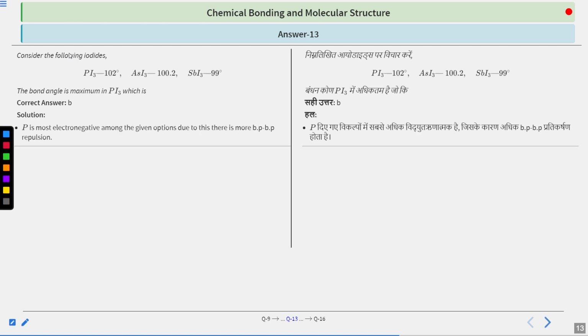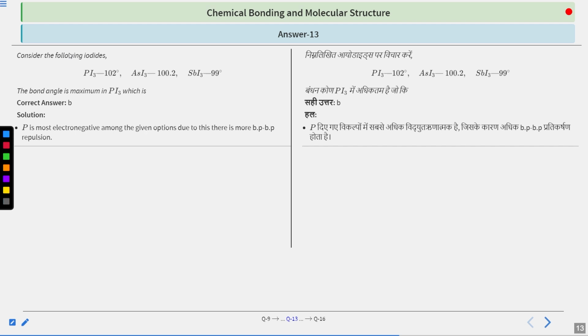Why is it correct? Because P is more electronegative among the given options. Due to this, there is more bond pair repulsion. So how do we explain this? It's very simple. If your central atom is more electronegative, it will attract the shared pair of electrons more towards itself. Now there is an accumulation of charge around the central atom, and to avoid that accumulation, because there is much more repulsion on accumulation, the bonds will move away from each other due to repulsion, and that will result in a larger bond pair angle.